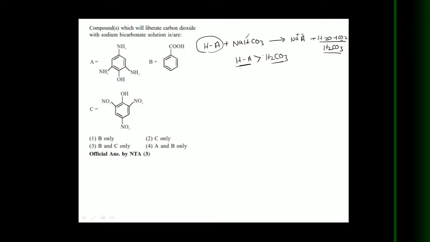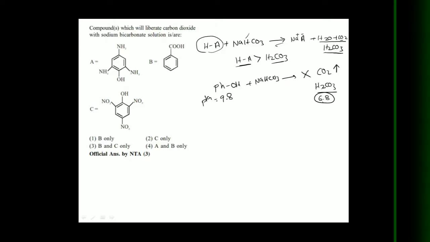Otherwise, if H2CO3 is a stronger acid than the acid which is on the side of the reactants, then backward reaction takes place. For suppose your phenol, its pKa value 9.8. On reaction with sodium bicarbonate, no reaction actually. We cannot see the liberation of carbon dioxide because here H2CO3, nothing but aqueous CO2, has pKa value nearly 6.8 or 6.5.